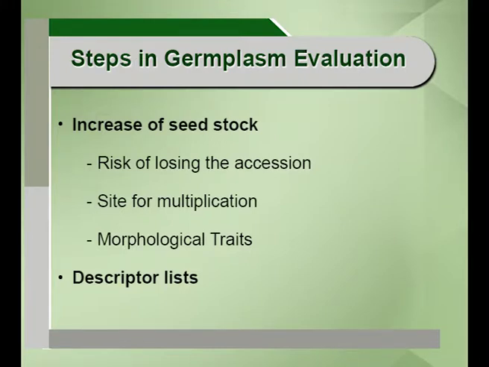But this step is a very, very risky step, because there is every possibility in this particular process that we can lose an accession. Why? Because the seed stock which we go for multiplication is vulnerable to many, many changes. It is vulnerable to pests and diseases. It is vulnerable to many factors: contaminants, natural selection, human selection. So in the process, the seed stock may get lost. So it's a very, very important step.